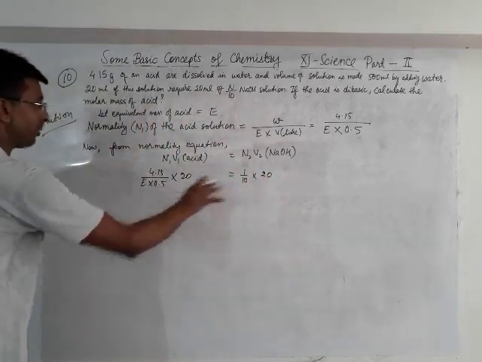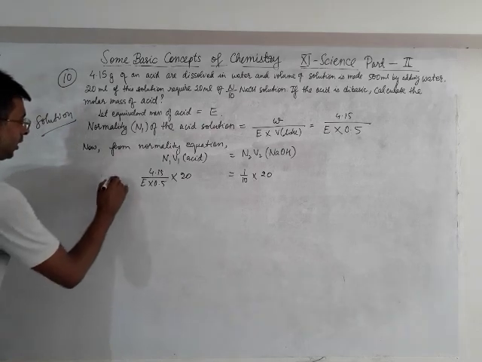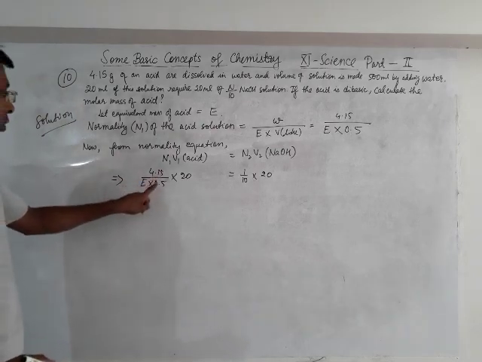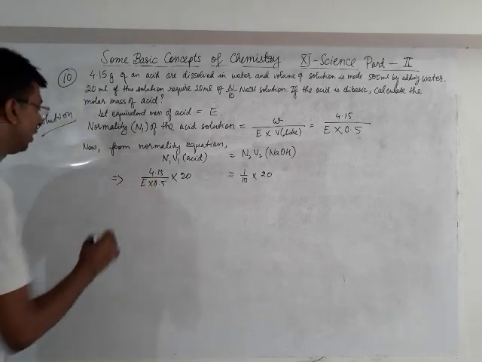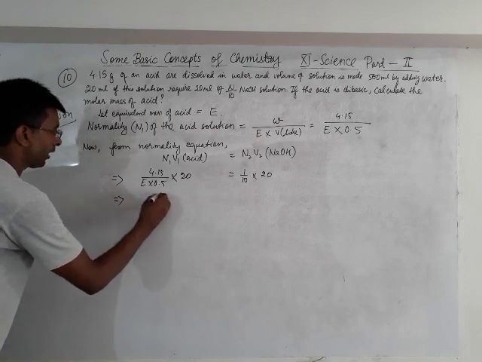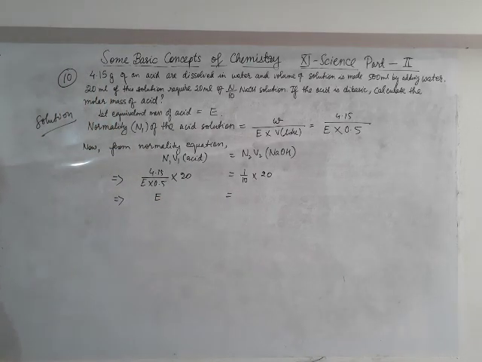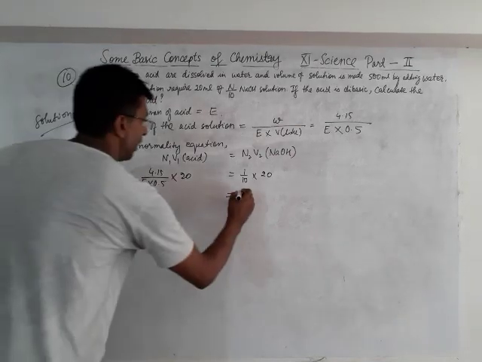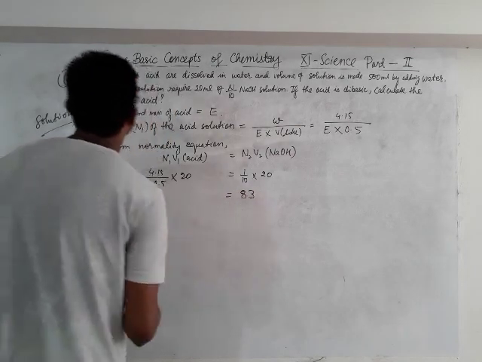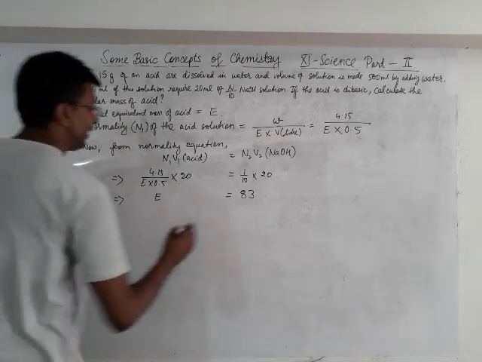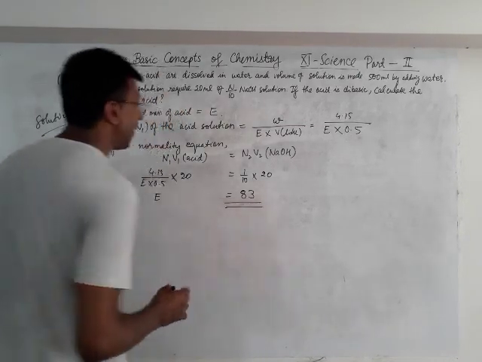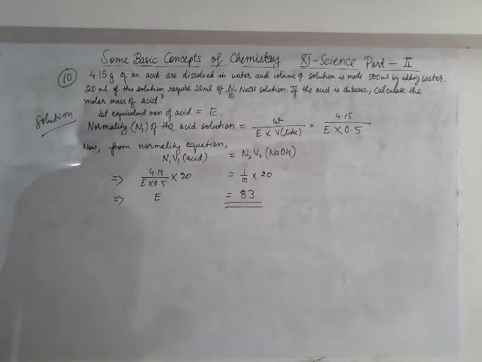So upon simplification over here in this equation, E is the only unknown thing which we have obtained. So upon simplification, we will get the value of E as 83. The equivalent mass of the acid is 83 gram equivalents per mole.